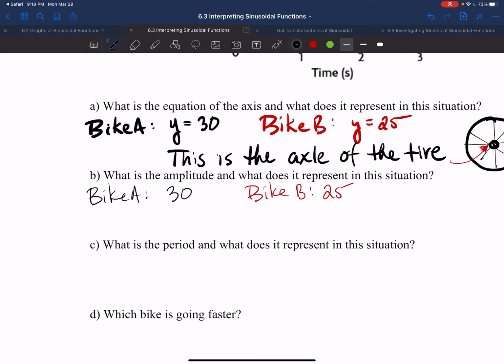So in this situation, it represents the maximum distance away from the axle. And the maximum height and the minimum height from the axle. What's the period? And what does it represent?